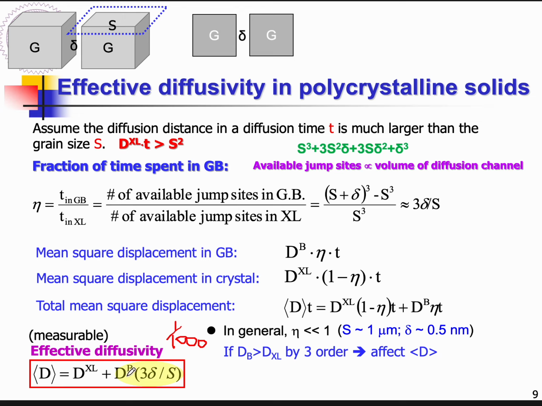But if D_B is larger than D_XL by three orders, for example if this is 1 and this is 1000, then multiplying these you get 1 plus 1. Under this situation, the contribution from the grain boundary cannot be ignored, because it is large enough to affect the effective diffusivity. Okay?